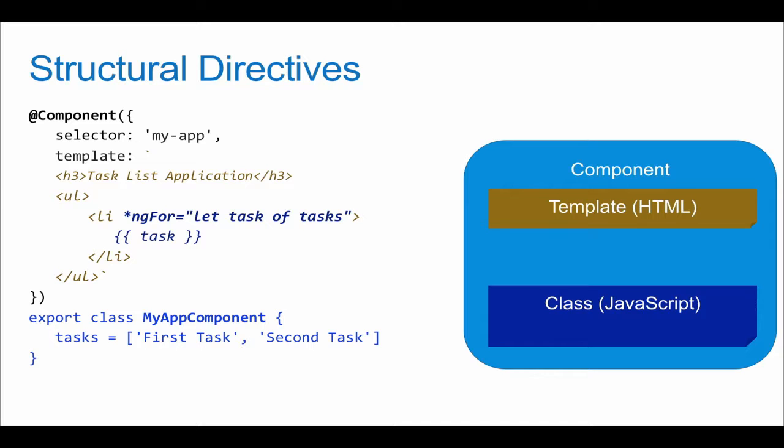For example, we have here an unordered list with a list item, and in the list item, we have an ngFor. The syntax here for Angular and for TypeScript is we can let task be a variable of whatever the first element of the tasks array is. So in this case, first task. So the first list item, we will print the task, which is the string of first task. And then this list item will repeat a second time, and it will pull out the variable task being the second part of that array. So second task. Essentially, we'll see an unordered list with two list items, the first having the first task and the second one having the second task.